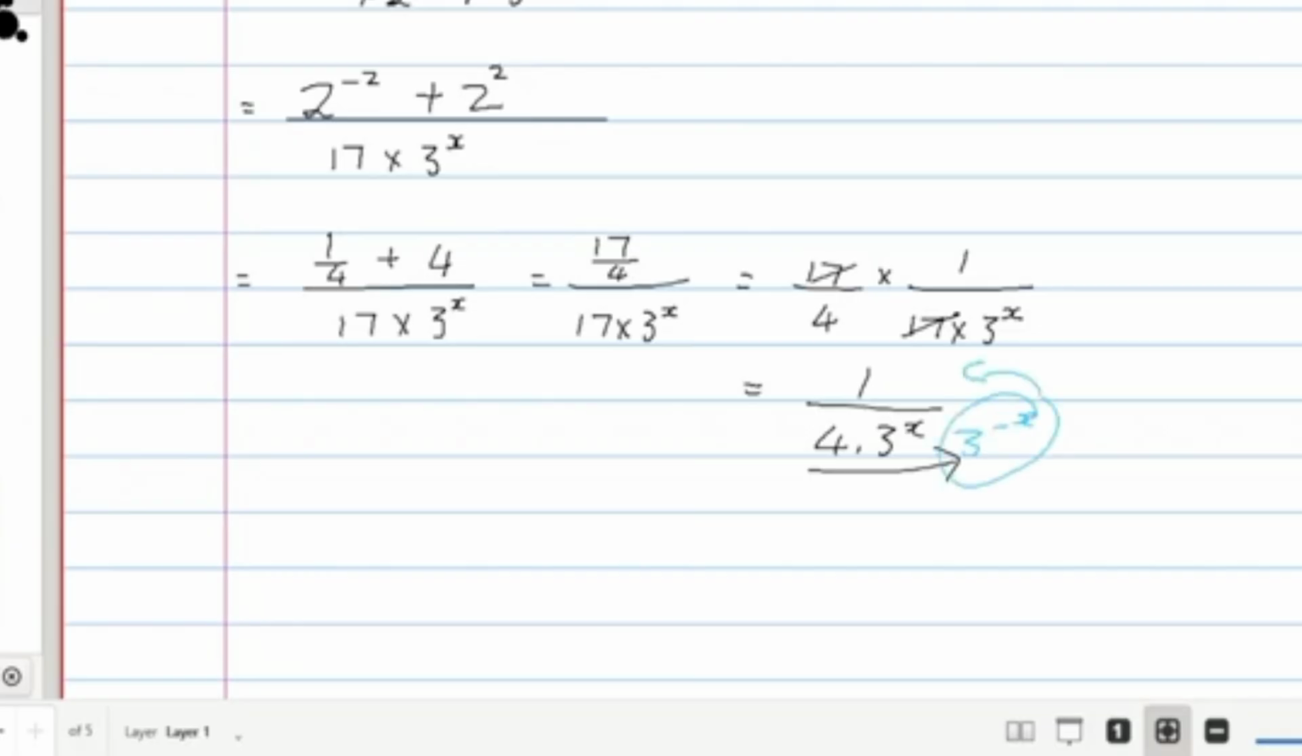If your answer is negative, try to make it positive. For example, that 3 to the power negative x. So try to make it a positive always.